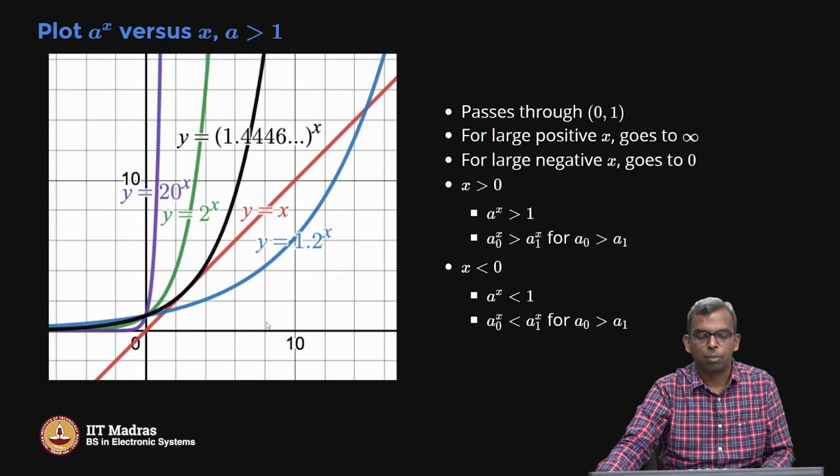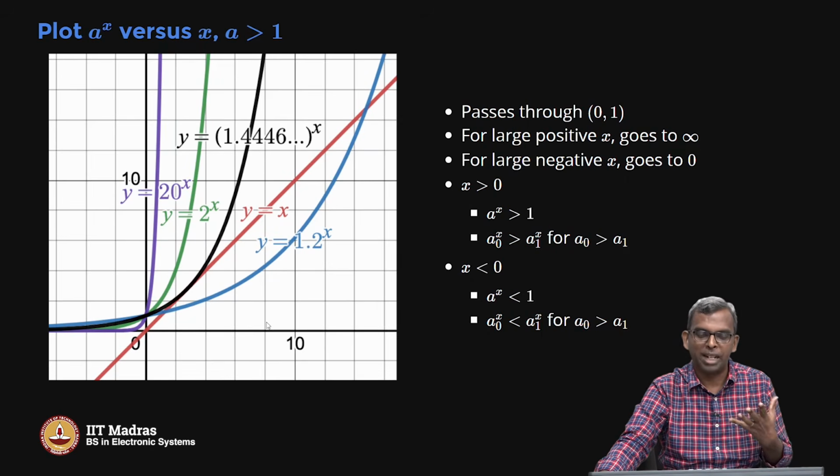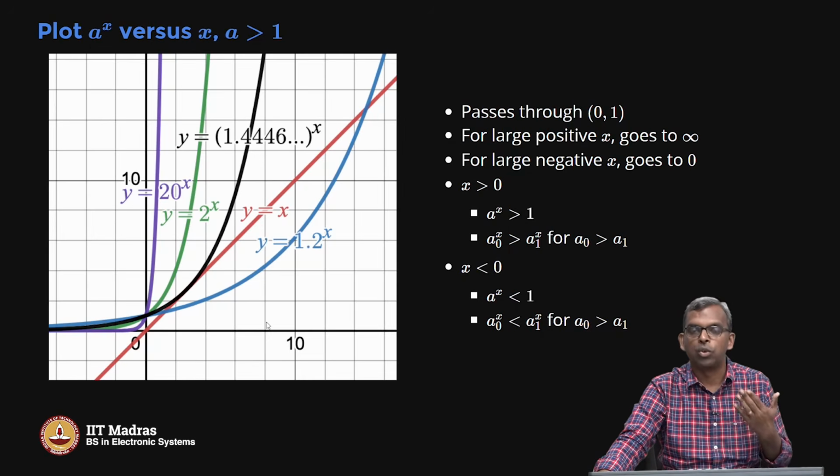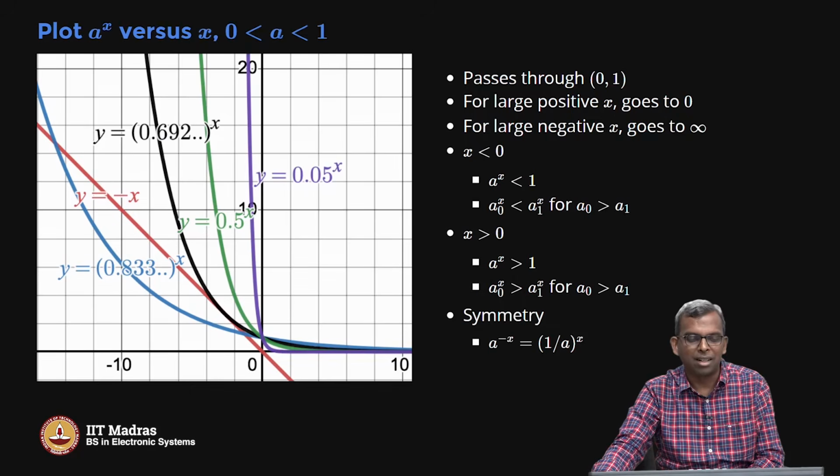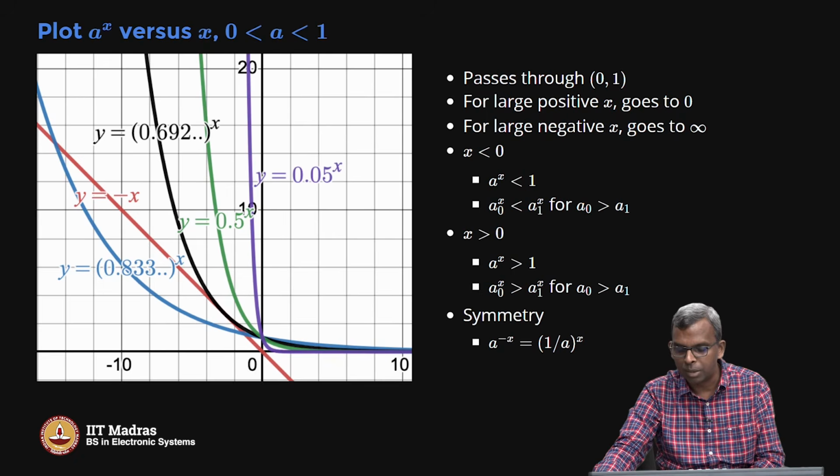I hope this plot gives you some idea of how a power x behaves. Of course, you'll have to go and try it on Desmos yourself, look at some of these plots and really get a feel for what's happening. The same thing I've done for a less than 1, a from 0 to 1. And the crucial property is this symmetry. Look at this sort of symmetry.